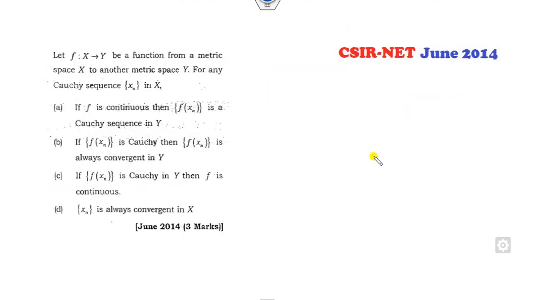Okay, look at this another one. F is a mapping, F is a metric function from X to Y. What is the nature of this? F is continuous? No. Then a Cauchy sequence Xn. It is given that this is a Cauchy sequence. Fine. Then which of the following statements hold?